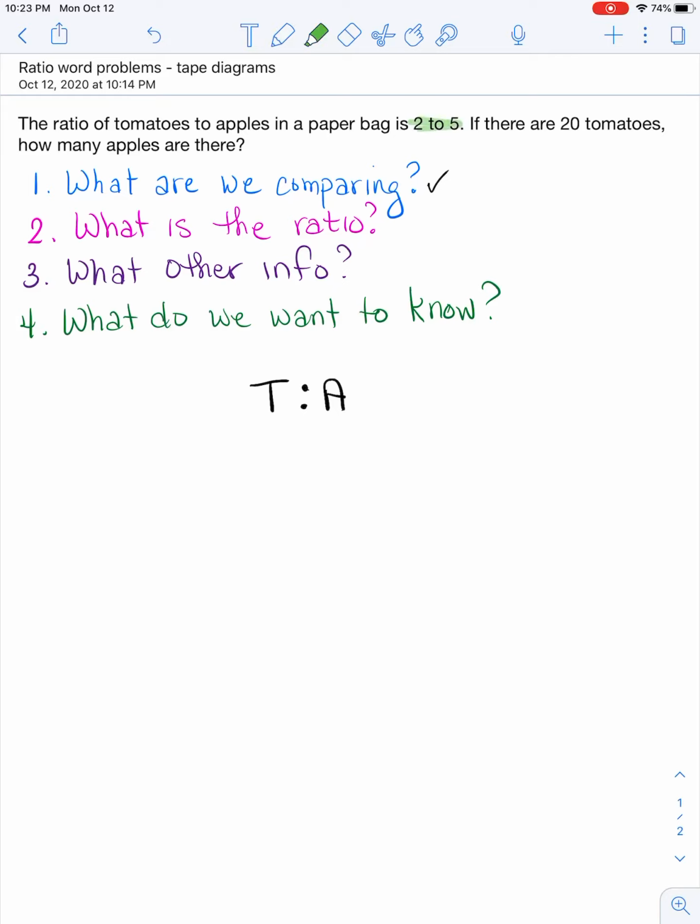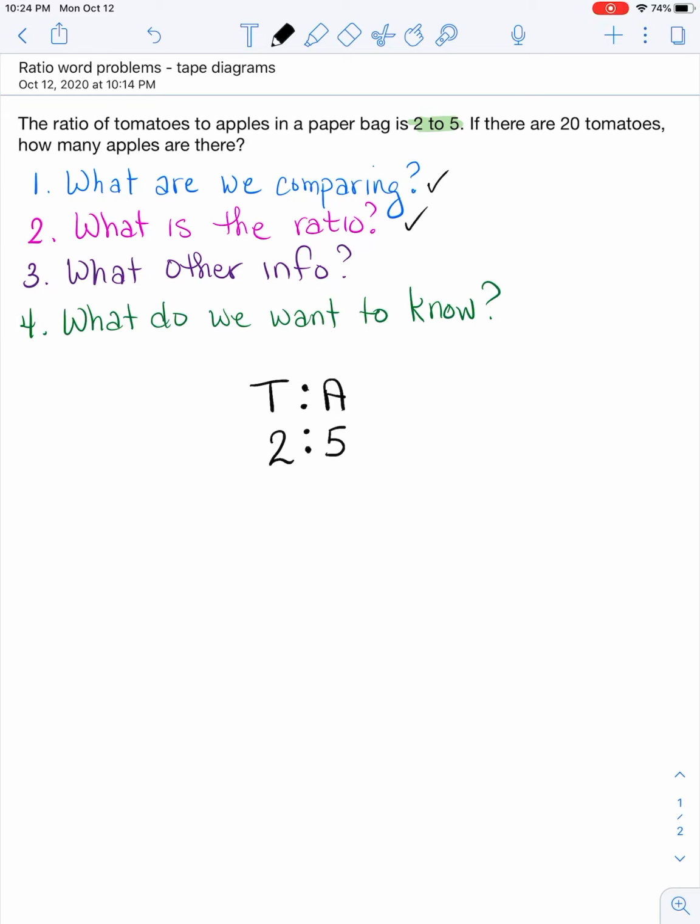Okay, let's go back to the problem. The ratio is 2 to 5. Now, the 2 is first. It refers to the first thing that we're comparing, which is tomatoes. So I'm going to put the 2 under the T, and 5 under the A. So the ratio of tomatoes to apples is 2 to 5. Question number 2 answered.